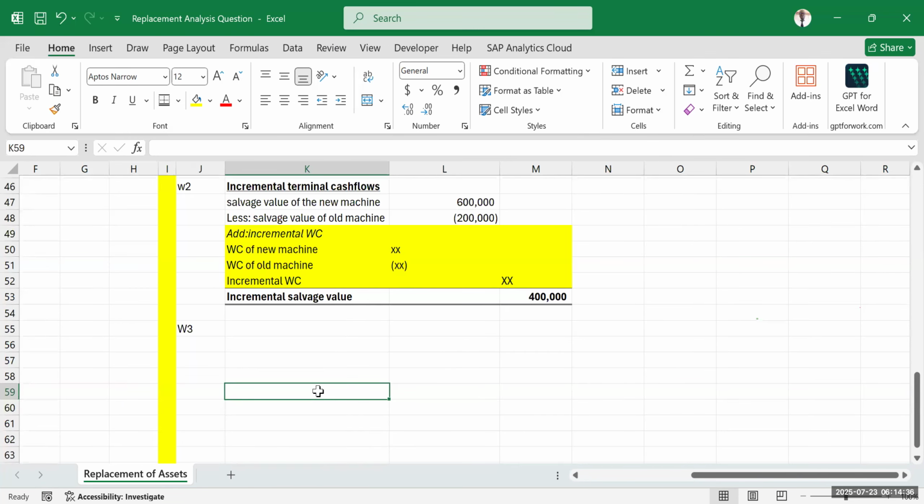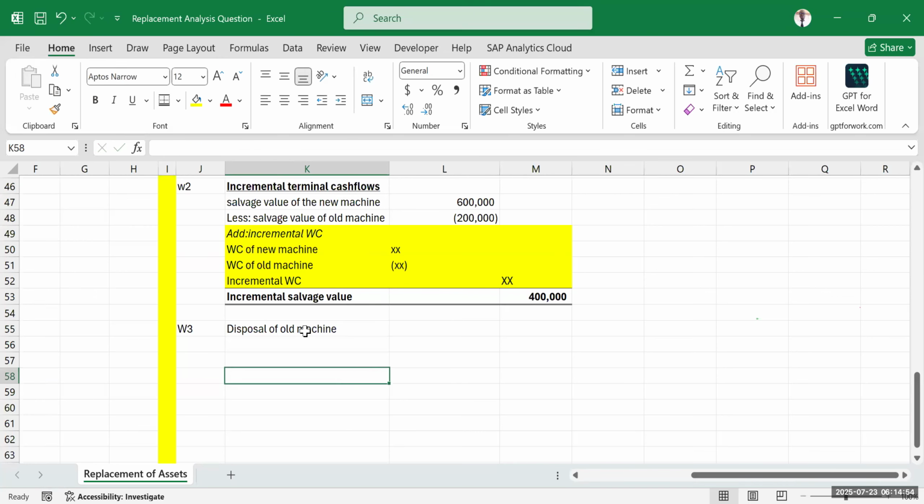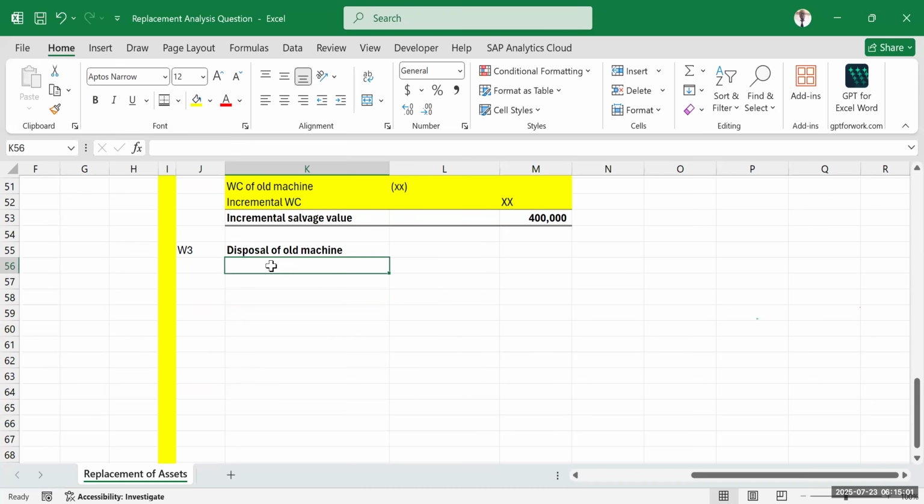Now, in working number 3, as we show it, we ask ourselves, what is the impact? And we say, let's look at the disposal of the old machine. And we ask ourselves if we are disposing it at a loss or at a gain. And then we see the implication on tax. We are either saving or paying tax. Now, how much are we going to get when we dispose? And we compare with the net book value.